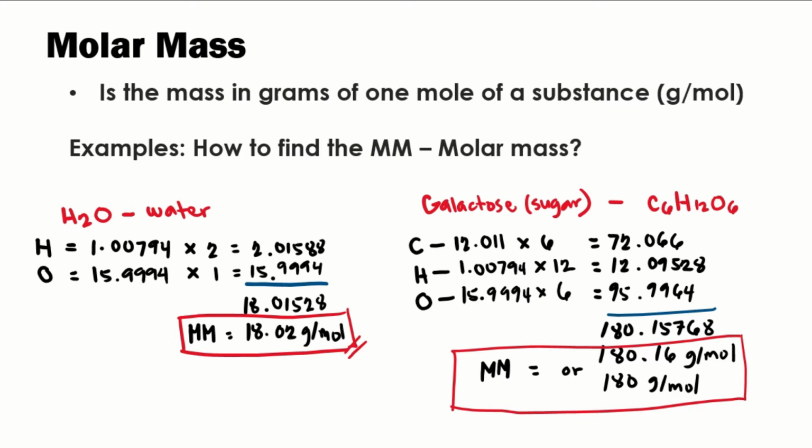And just write again the atomic mass of each element and then times the number of element present. So for carbon we have 6, hydrogen we have 12, and oxygen we have 6. And the values, just add all the values and you will get the molar mass. So the molar mass of galactose is 180.16 grams per mole, or you can round it off to a whole number, so 180 grams per mole. So that's how you compute for the molar mass.